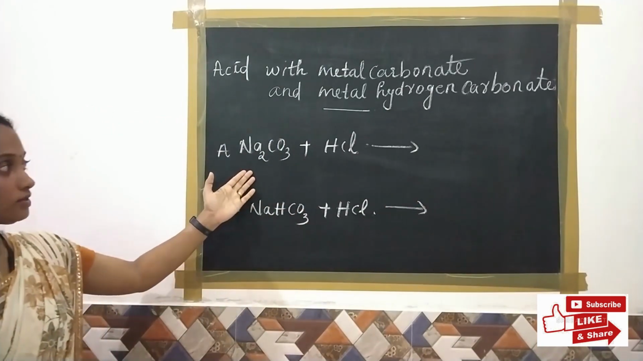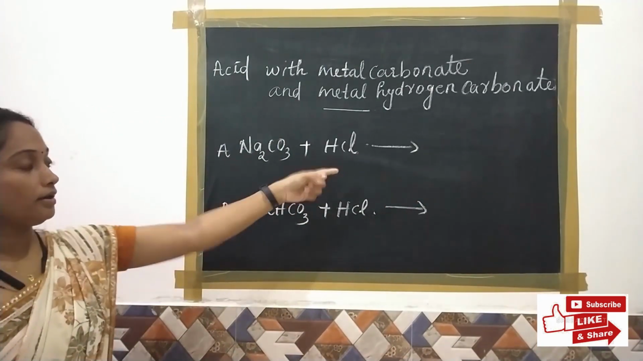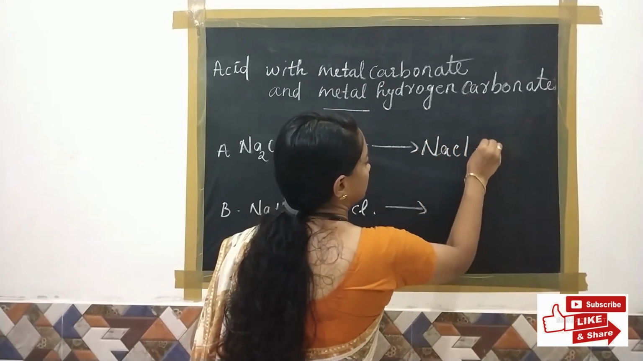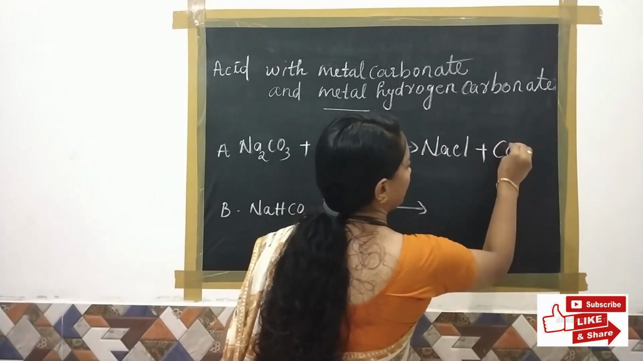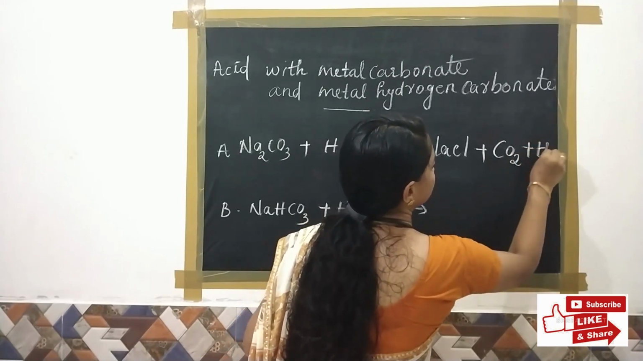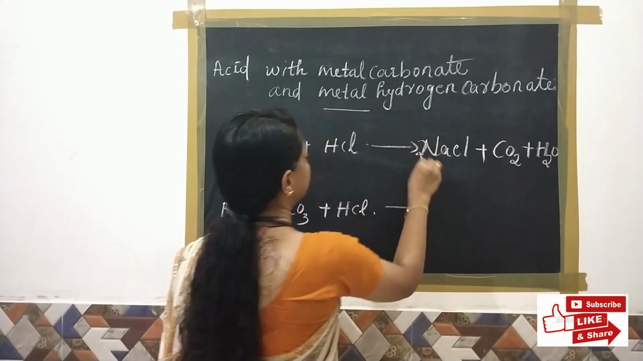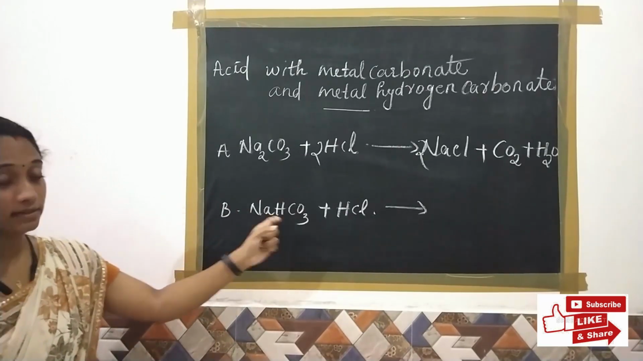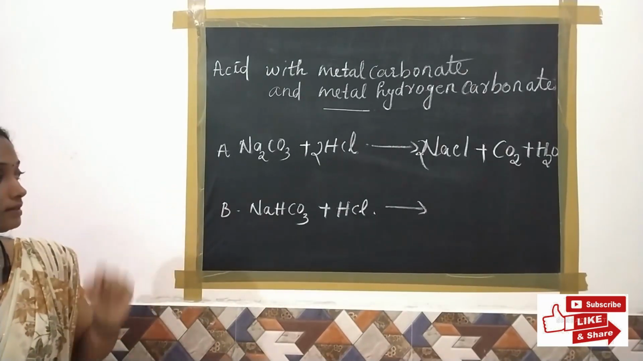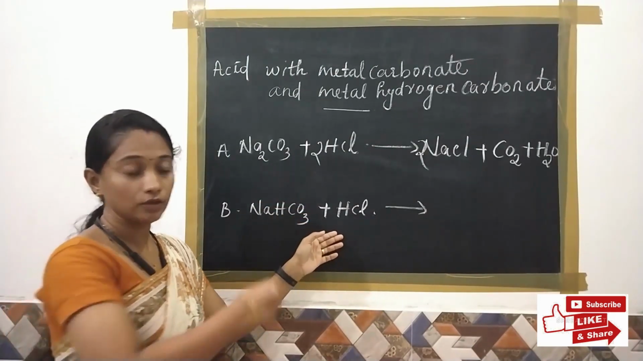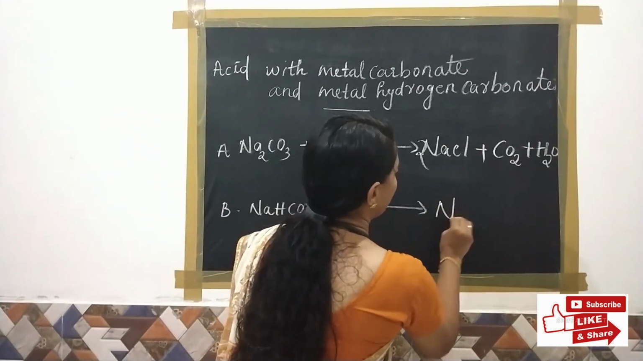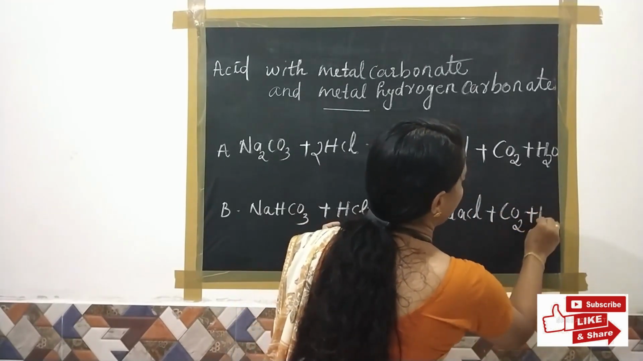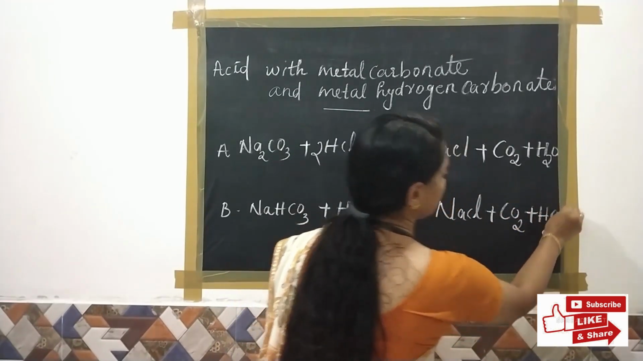In the first case, sodium and chlorine react to form sodium chloride, then carbon dioxide and water. And it is the balanced equation. In the second case, sodium hydrogen carbonate, a metal hydrogen carbonate, reacts with hydrochloric acid. It will produce a salt, that is NaCl, and carbon dioxide and water.